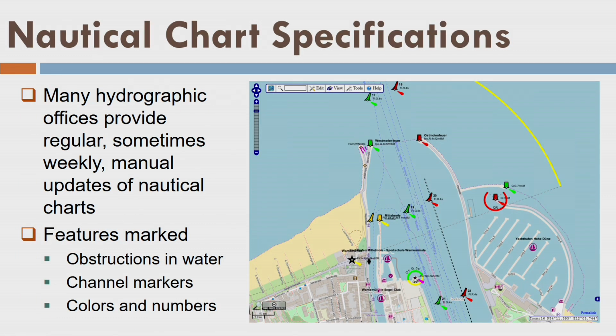Okay, so once we collect the hydrographic data from the hydrographic survey, what do we do with the data? We develop the nautical chart. So what is a nautical chart? A nautical chart specifies obstructions in the water and channel markers, and it uses different colors and numbers. So we'll see these specifications now.